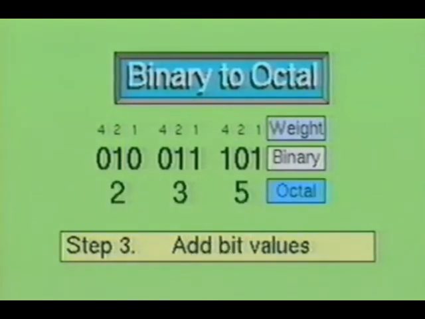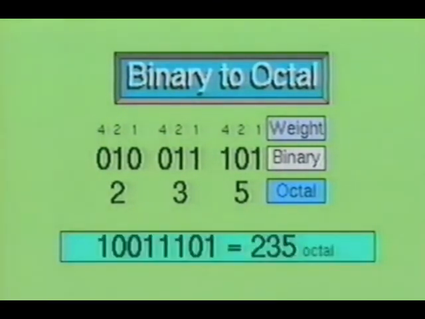Next, we simply add the values of each weight which contains a 1 for each of the 3-bit groups. This shows us that the binary number 100111101 is equal to 235 in octal notation.